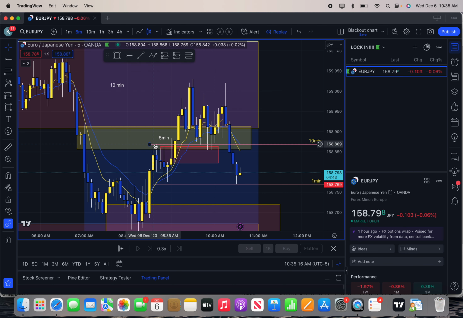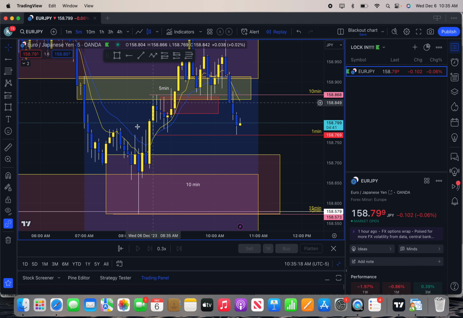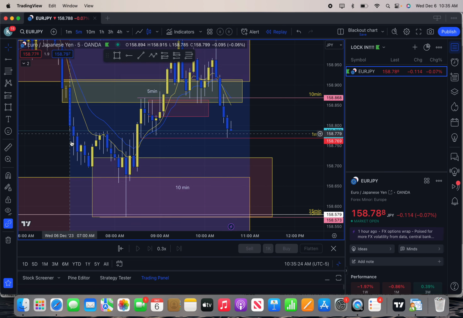Price pushed. Gave us a change of character. We were able to take advantage of getting in a buy down here. Right? So price gave us a, where did that occur? Low. So here, push. The change of character occurred here. So this is where the high was broken.